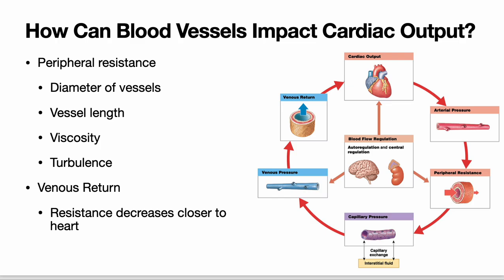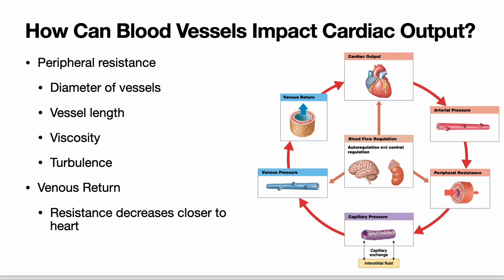So the smaller the vessels are, the harder it is for the blood to flow through. It might be able to go through faster, but it's going to hold less blood, and more of the volume of blood will be touching the walls of the vessel, which would increase friction or resistance. How long the vessel is. The longer the vessel is, the greater the resistance will be. How thick the blood is. So the thicker or the more viscosity the blood has, the harder it will be to move it through the vessels. And then also turbulence.